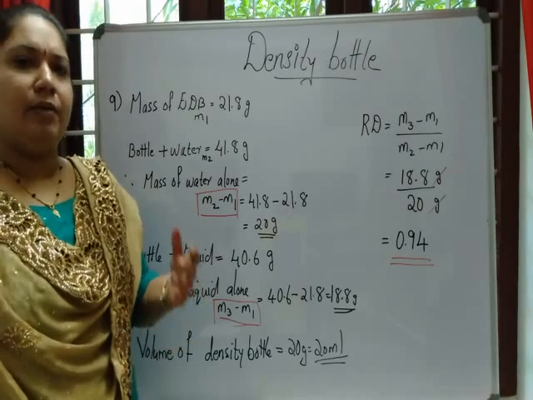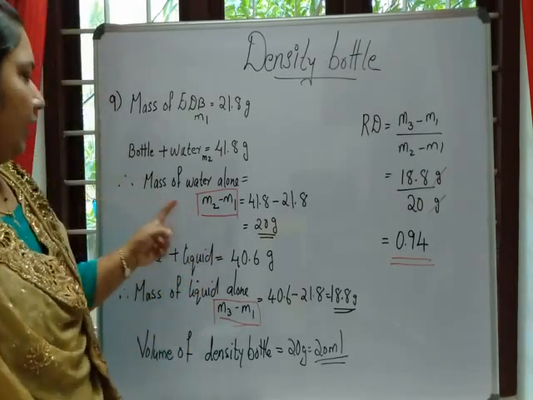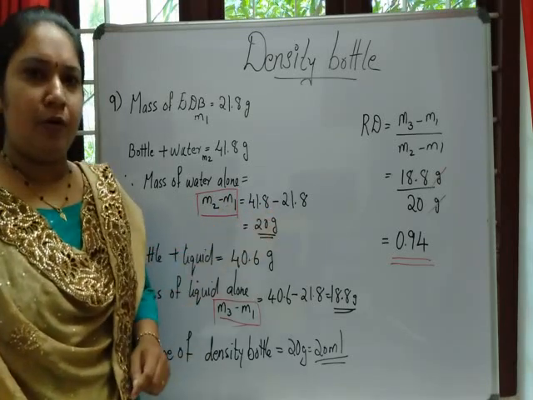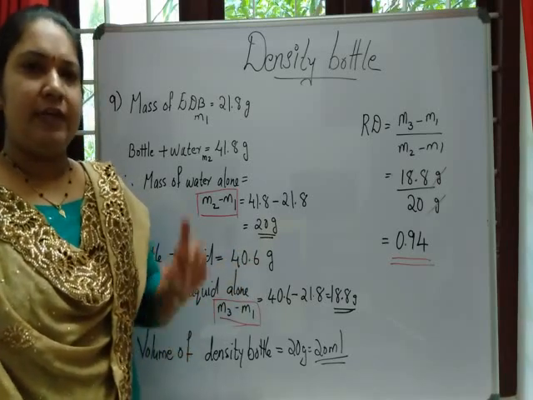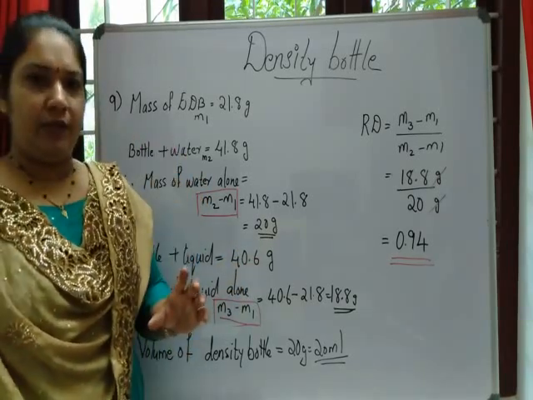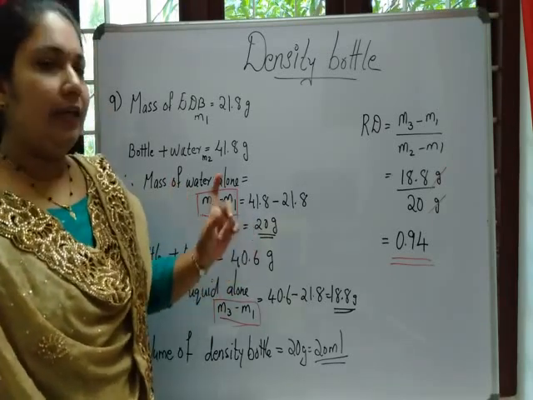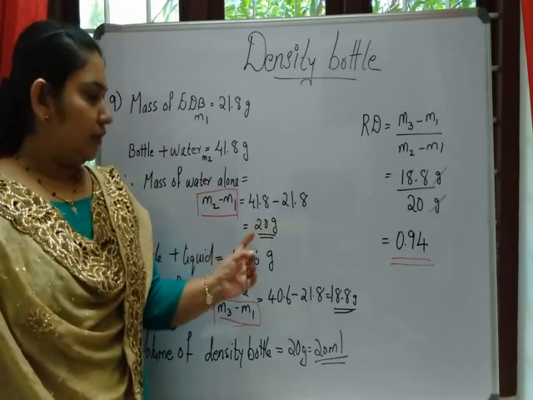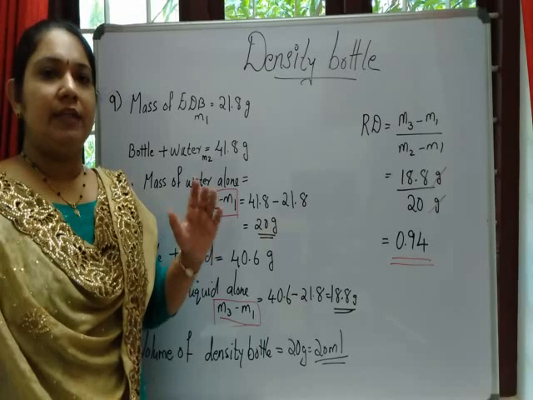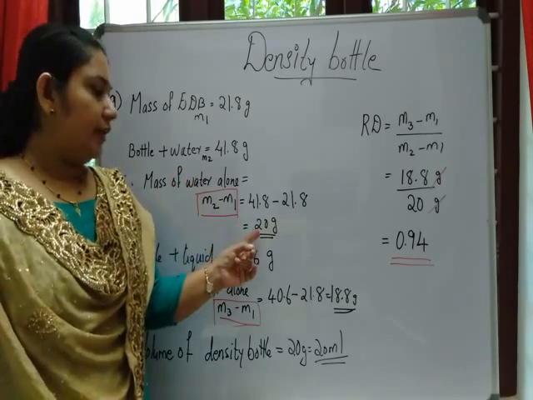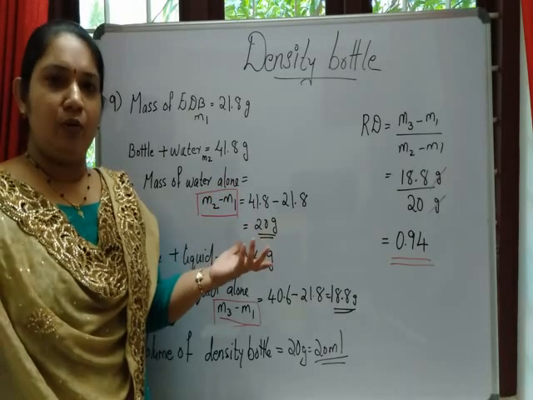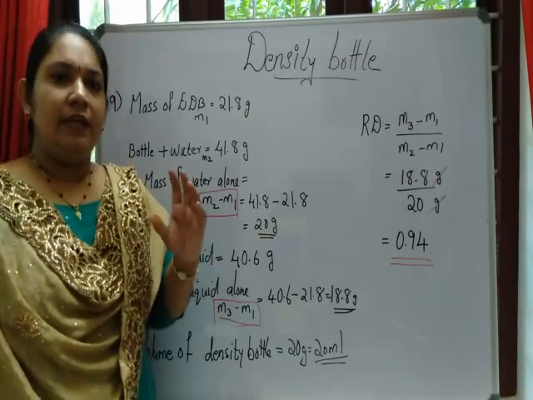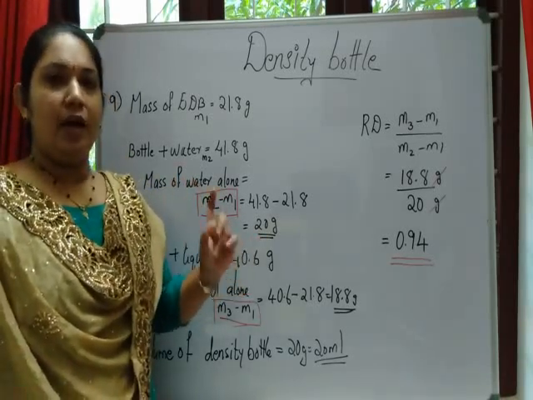So how will you calculate the mass of the water alone? We have to calculate M2 minus M1. That is 41.8 minus 21.8. You will get 20 gram. So that particular bottle contains 20 gram of water. That means they are indirectly giving the volume. Since we are taking water as a constant liquid, the volume will also be 20, so in that given bottle, it contains 20 gram of water.